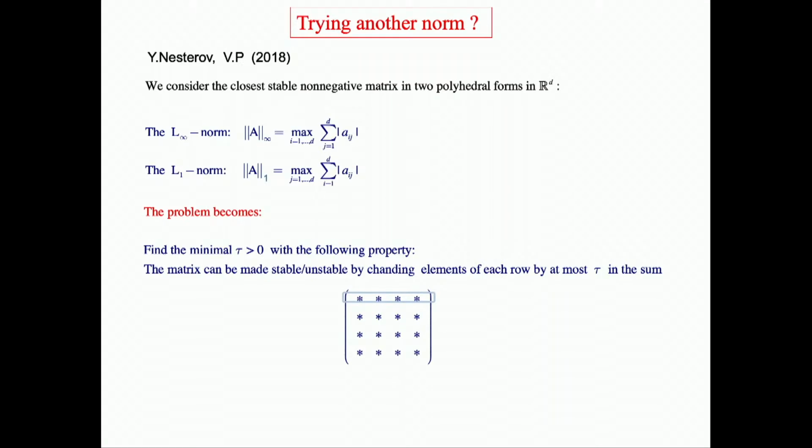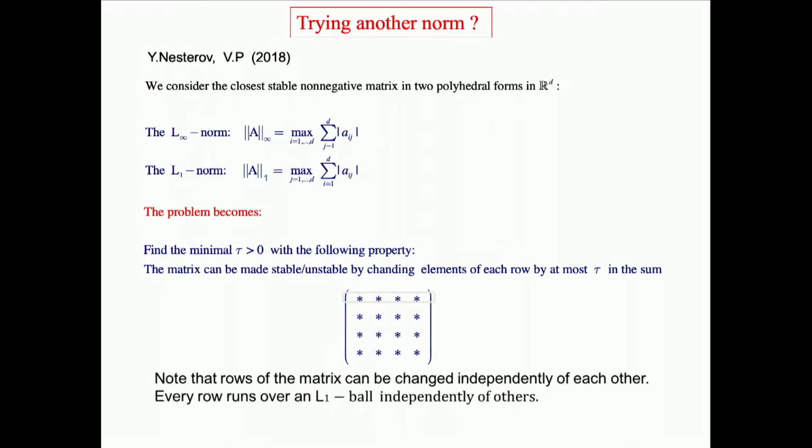So the problem can be solved row by row. The set for each row has its own unit ball in the d-dimensional space. This is the L1 unit ball. So this is actually a cross polytope, an octahedron, a multivariate octahedron, and it can be given as the convex hull of 2d points.